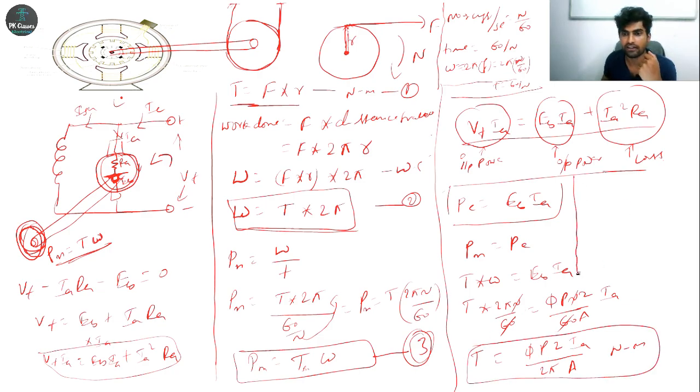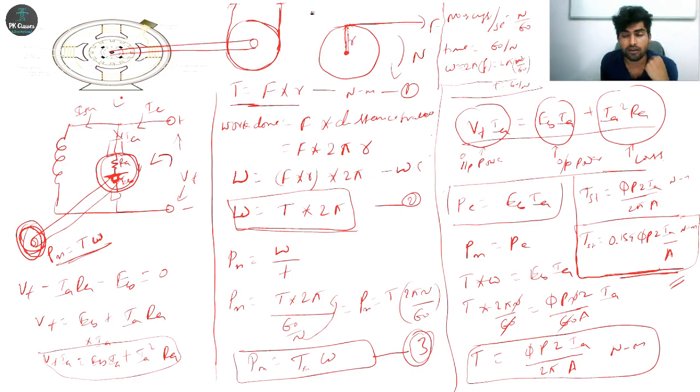So finally, shaft torque or torque is equal to T_sh, which is phi P Z Ia by 2 pi into A Newton meter. So finally, T_sh, shaft torque, is 0.159 phi P Z Ia by A Newton meter. This is the torque equation of DC motor. From this torque equation, torque is directly proportional to Ia and torque is directly proportional to phi.